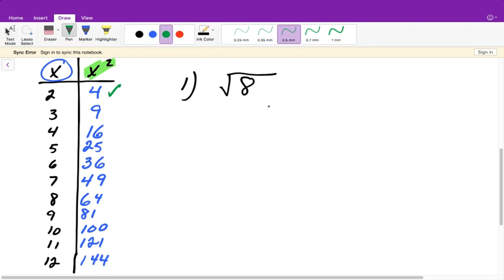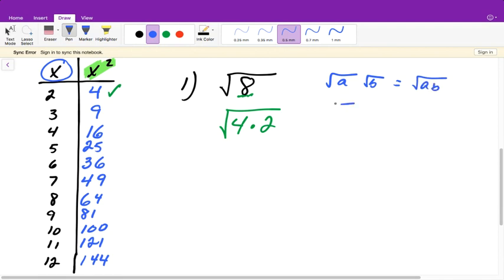Then I ask myself, how many times does 4 go into 8? Well, I know 4 times 2 is equal to 8. So instead of writing it as 8, I rewrite it as 4 times 2. Now, remember, we were learning the rule that the square root of a times the square root of b is equal to the square root of ab. And I gave you another rule that if we are multiplying two numbers, we can separate them if we need to as well. This is where that's important.